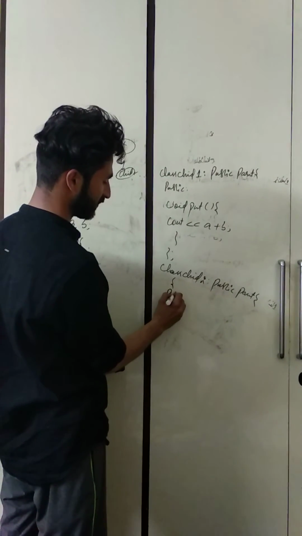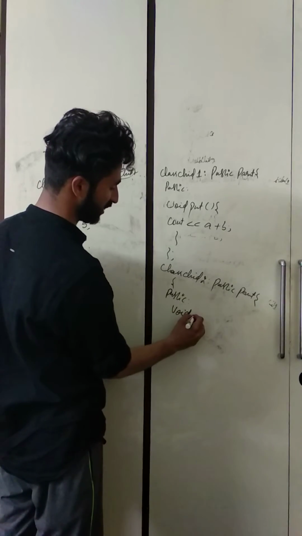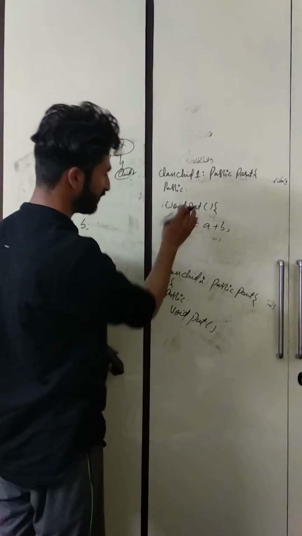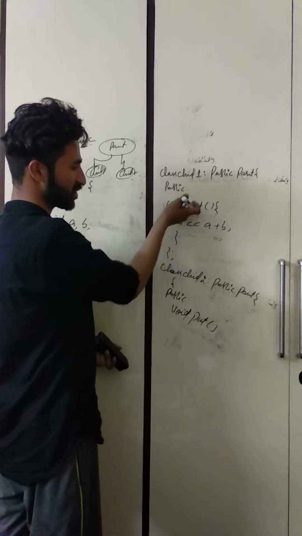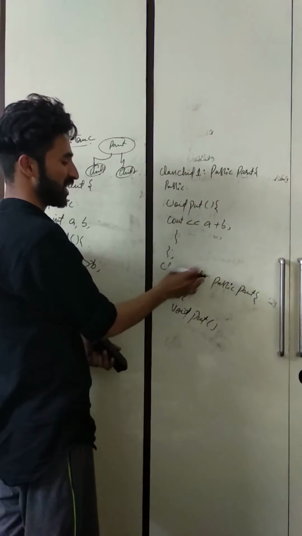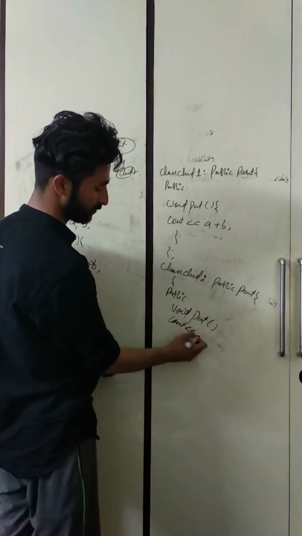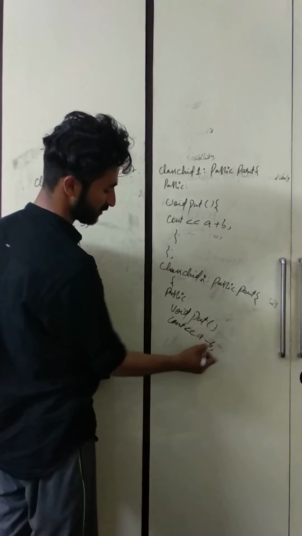I'm writing public void put. Might be the name of the function should be same. There is no issue because these child 1 and child 2 have no connection. So I'm writing cout a minus b.